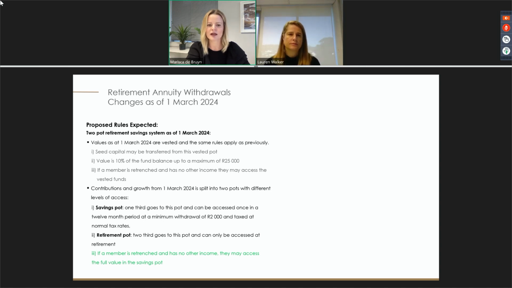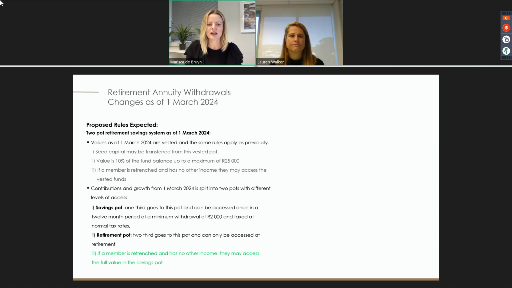And the reason why they have that is because this would go to your savings pot. So obviously on the 1st of March 2024, you wouldn't have had savings in your savings pot yet. So they're allowing you to take a portion of your value that you had at the 29th of Feb to take that to your savings pot just for your first year.